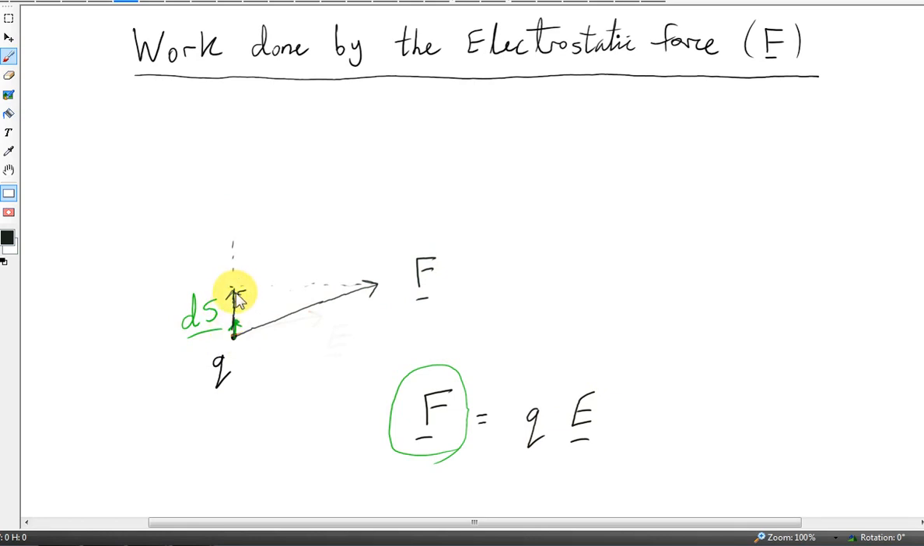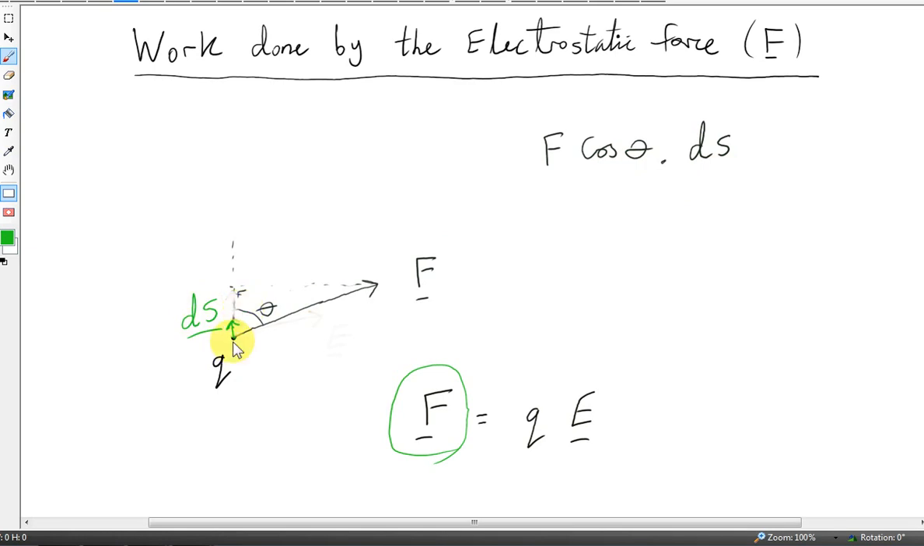Now, the work done by a force as a particle moves a distance ds is the component of the force in that direction times the distance that the particle, or rather the charge, moves. Let's suppose this angle is theta. So we take F cos theta, that's the component of F in the direction of vector ds, and multiply it by the distance that the charge moves, which is ds without an underline. So ds is just the magnitude of this vector ds shown here in green.